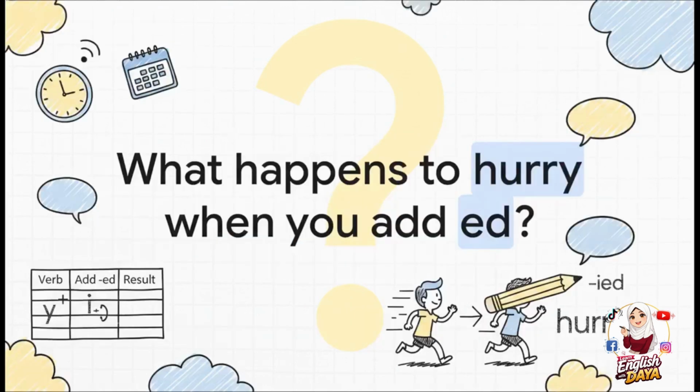Question 2. According to our spelling table, what happens to the verb hurry when you add ed? Remember that tricky rule we looked at regarding the letter Y following a consonant? That's right. Because hurry ends in a Y preceded by an R, the Y becomes an I, resulting in hurried.